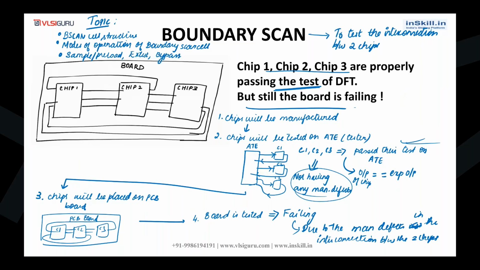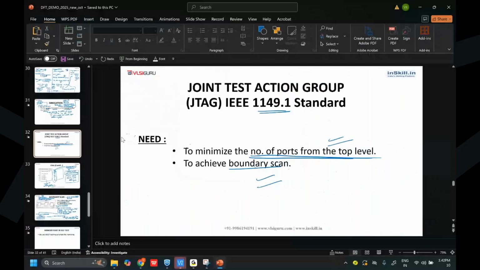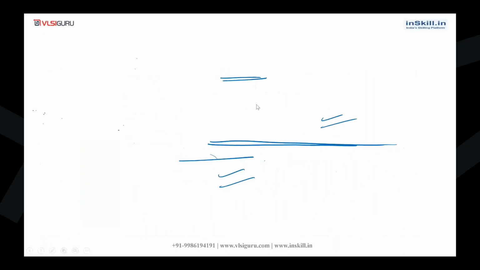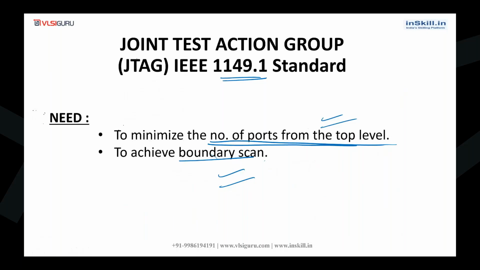When we try to understand those instructions, sample, preload, EXTEST, we will also understand how we are able to achieve boundary scan with the help of JTAG. Here, in the need of JTAG, I have written it: to achieve boundary scan. So while understanding those instructions, we'll see how with the help of JTAG we are able to achieve boundary scan.